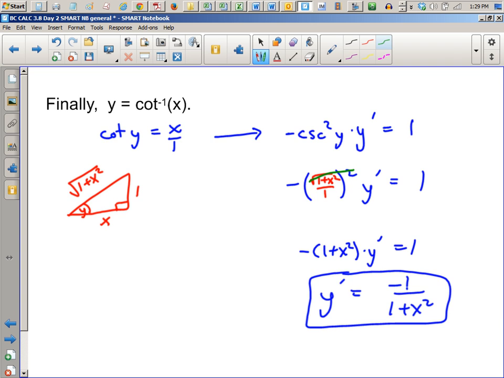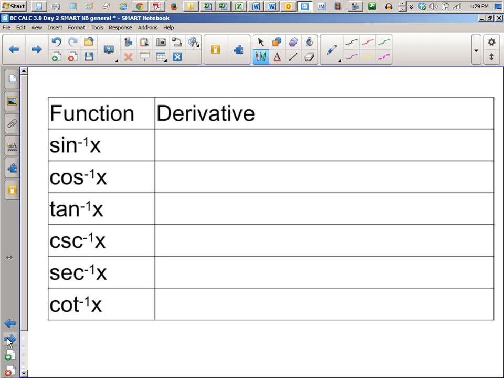Okay, so let's just put them all together in one table. The derivative of arc sine is 1 over the square root of 1 minus x squared. The derivative of arc cosine is just the opposite of that. The derivative of arc tan is 1 over 1 plus x squared. I think it's the easiest one to look at.